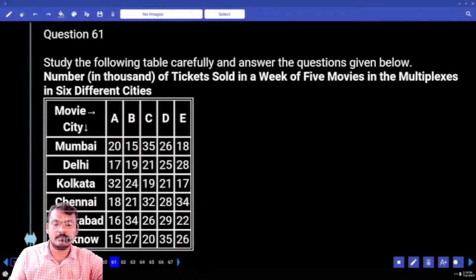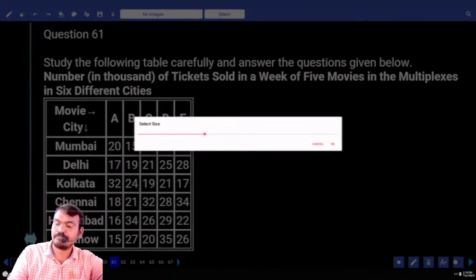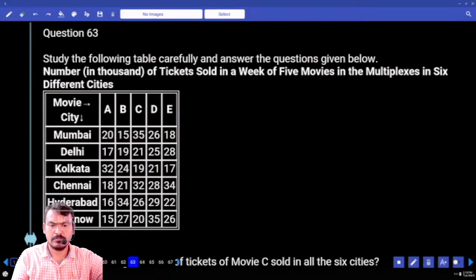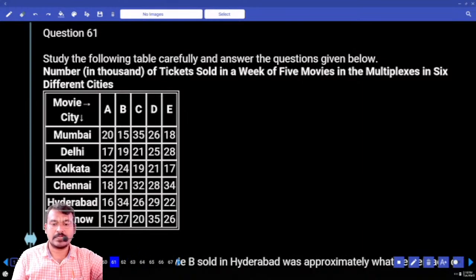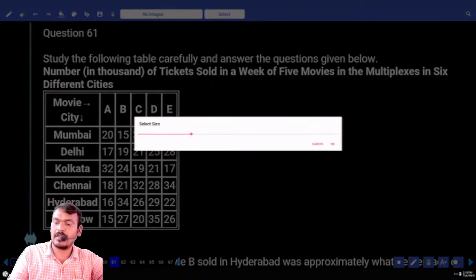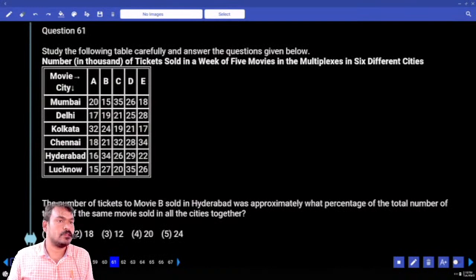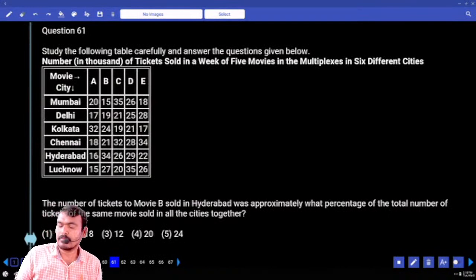Next, 61. Table is given. The 61 to 65 table. Data are given in thousands or hundreds? Thousands. Okay, means every answer must be multiplied by 1000. For the first question, the number of tickets of movie B sold in Hyderabad was approximately what percentage of the total number of tickets of the same movie sold in all the cities together? Or the B value in Hyderabad?